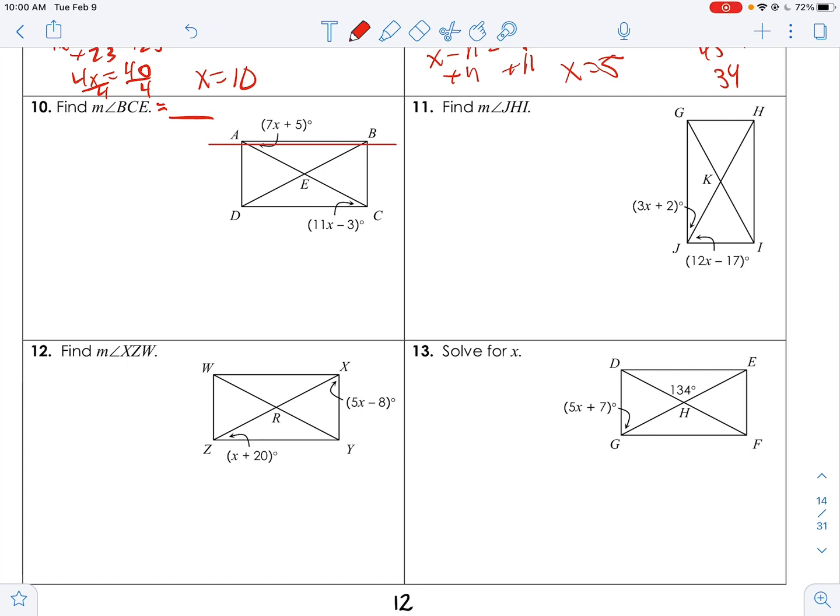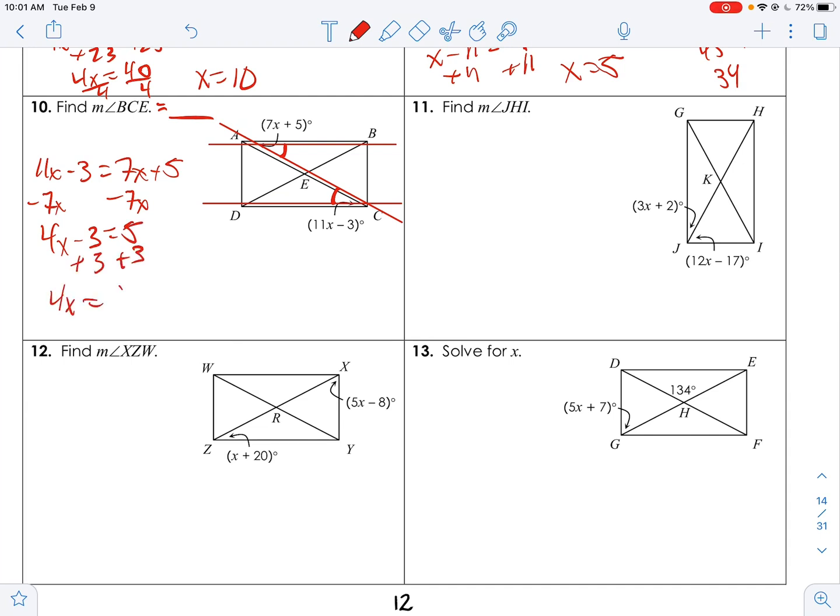Now, this is a parallel line. This is a parallel line. This is a transversal. These are alternate interior angles. They are congruent. So 11x minus 3 is equal to 7x plus 5 minus 7x. 4x minus 3 equals 5. Add 3. 4x equals 8. Divide by 4. X equals 2.